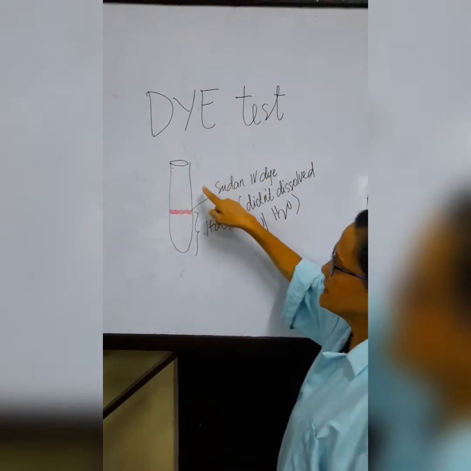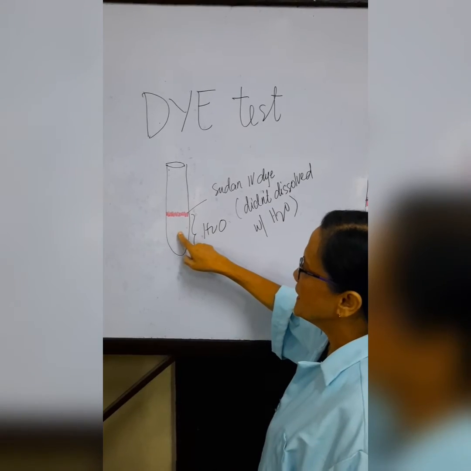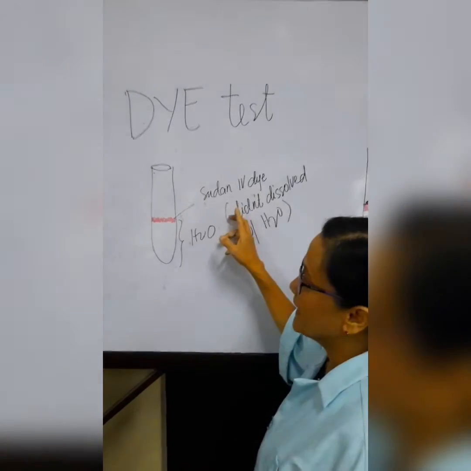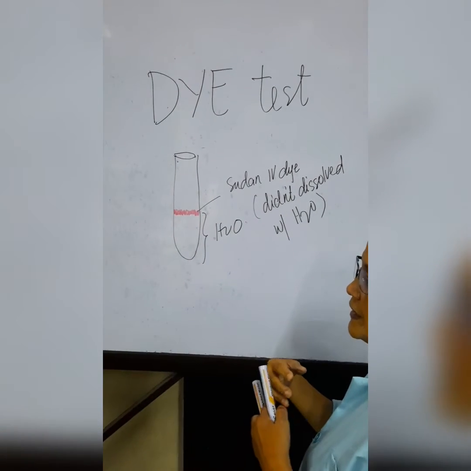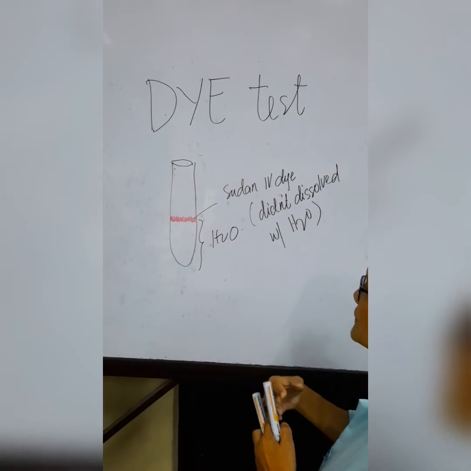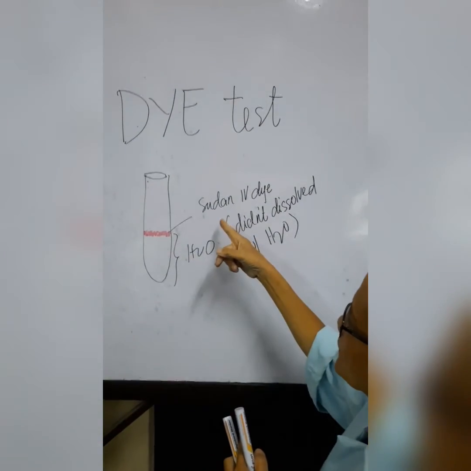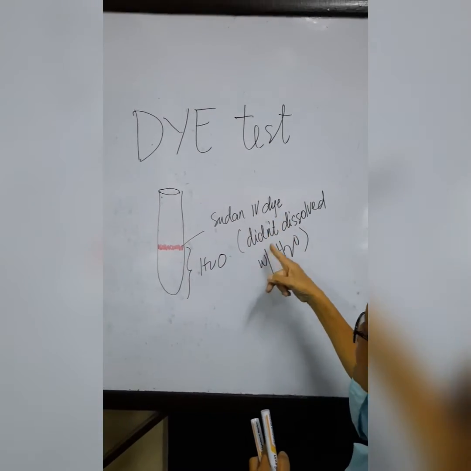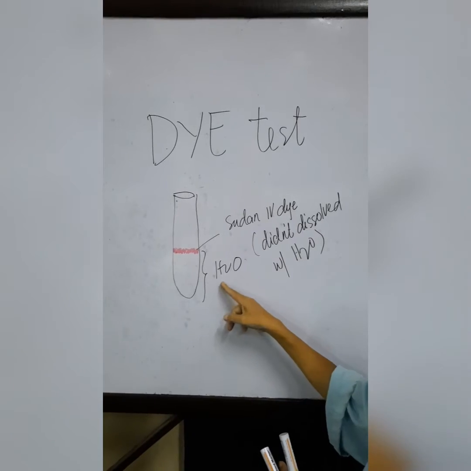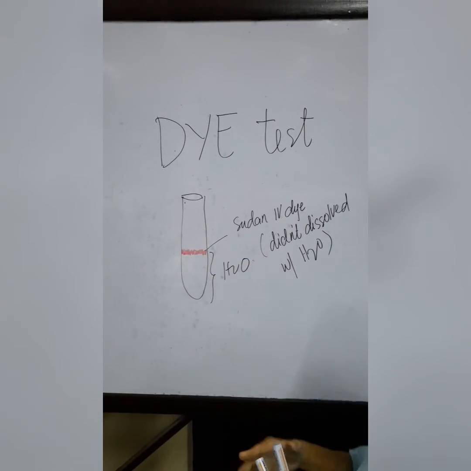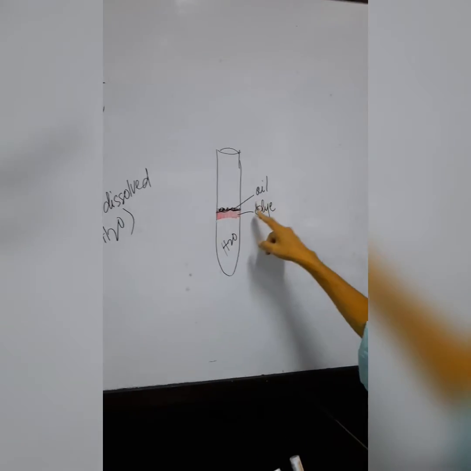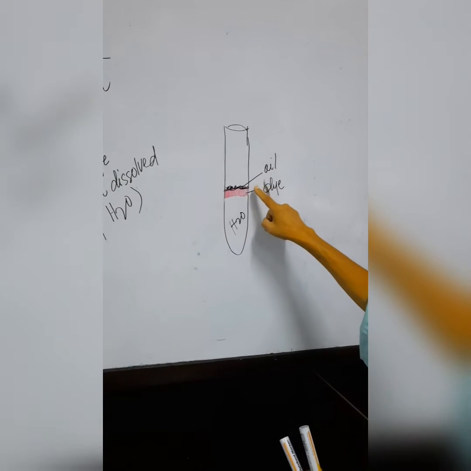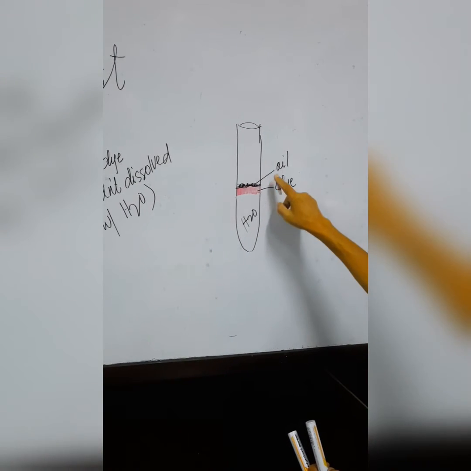In a test tube, I placed water and added a Sudan IV dye, and then set it aside and observed. The result is that the Sudan IV dye did not dissolve in water, so it remains on the surface. Now, here, I added oil. So this is now the dye and water with the oil.